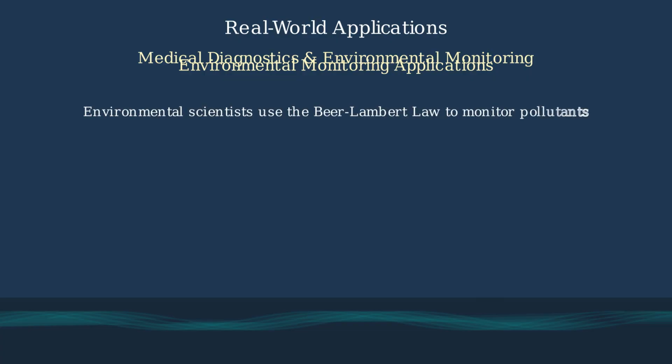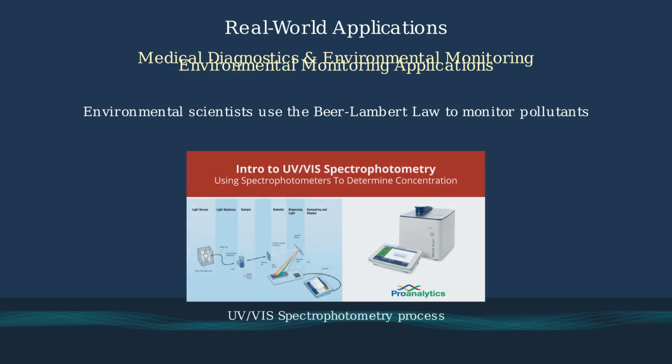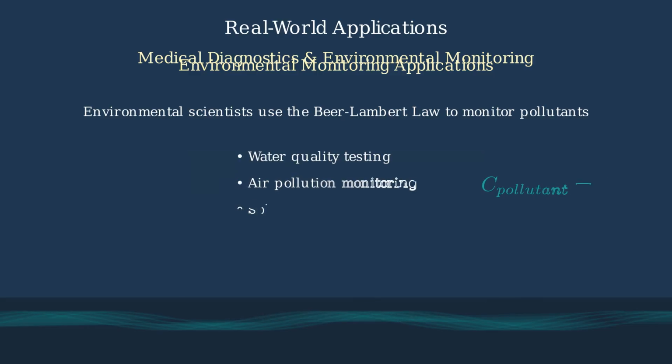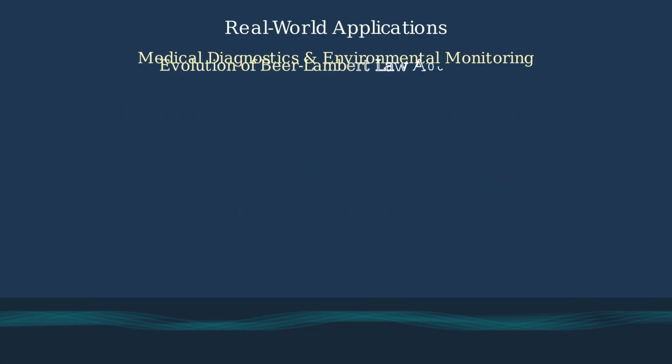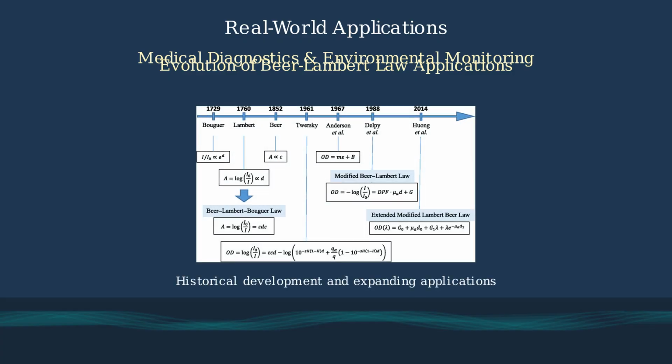Environmental scientists also rely heavily on the Beer-Lambert law to monitor pollutants in air, water, and soil. UV-Vis spectrophotometry allows scientists to identify and quantify various contaminants by measuring their characteristic light absorption patterns. This technique is vital for monitoring water quality, detecting air pollutants, and analyzing soil contaminants to protect public health and the environment. The applications of the Beer-Lambert law have evolved significantly over time, expanding from basic laboratory measurements to sophisticated medical and environmental analyses.